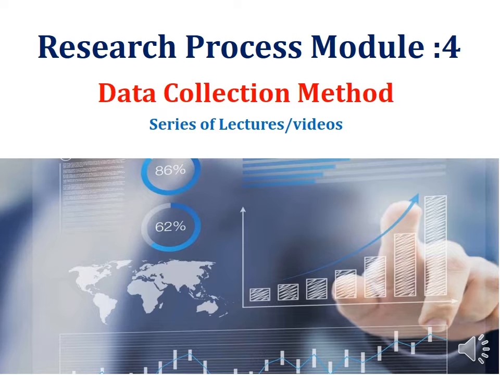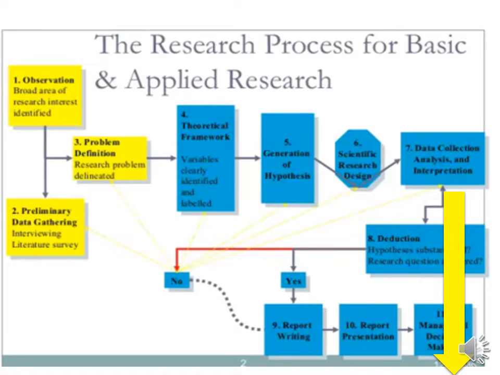As you know, we have already completed module 3, data collection methods. Now we are ready to start module 4 of the research process. The research process for basic and applied research consists of 11 steps, and we are still on step 3. Before that we discussed data collection methods, and now we move on to data analysis and interpretation.